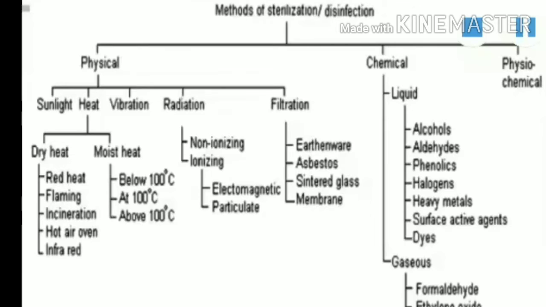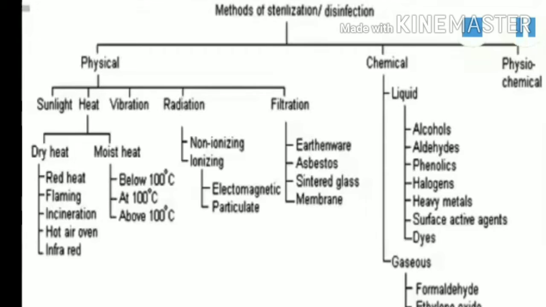It is a simple flowchart of methods of sterilization. Sterilization can be done by physical, chemical and physiochemical methods. In physical methods, we use sunlight, heat, vibration, radiation and filtrations. Heat can be of two types: dry heat and moist heat. In dry heat, red heat, flaming, incineration, hot air oven, infrared, all these come under dry heat.